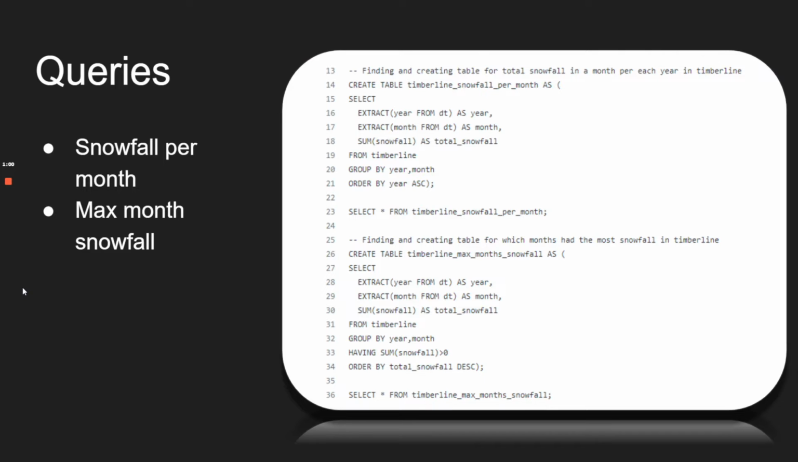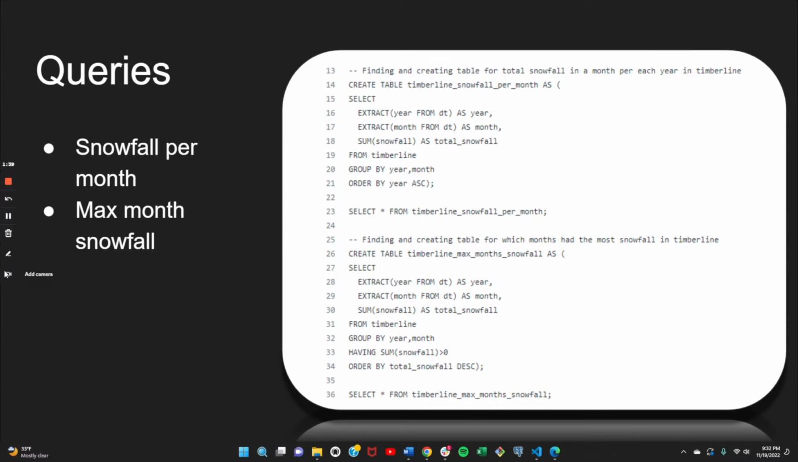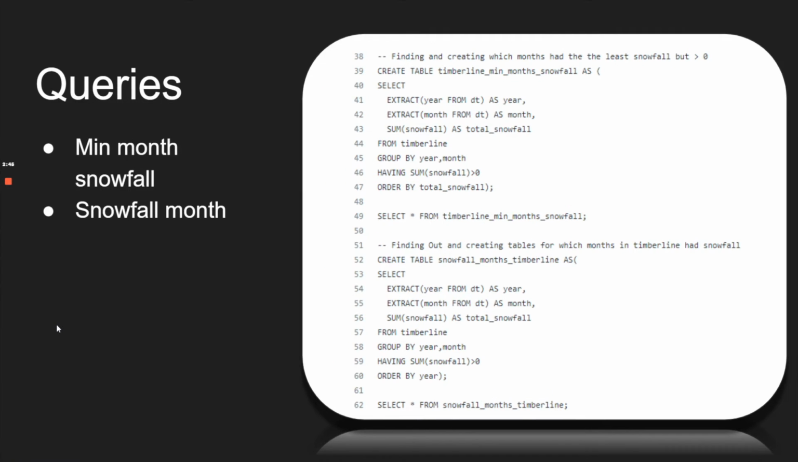Some additional queries: snowfall per month, max month snowfall. We extracted year from date and month from date, and summed snowfall to total snowfall, grouped by month and ordered by ascending. Same thing for max month snowfall, having the sum less than 0. Having the same for max month snowfall, but having the sum more than 0 ordered by total snowfall. And doing the same thing for the min month snowfall and snowfall per month.